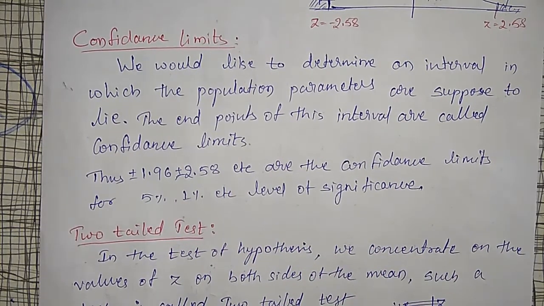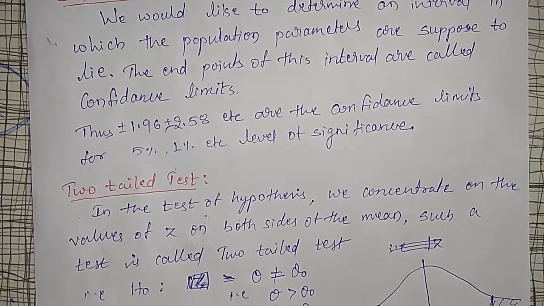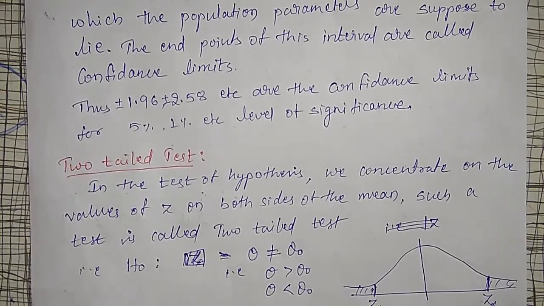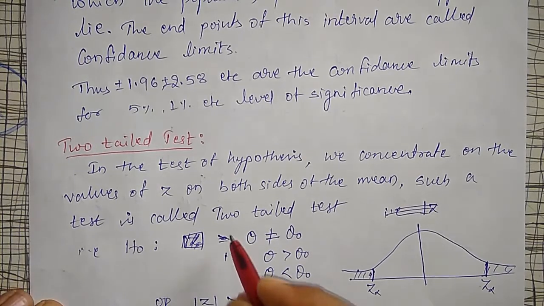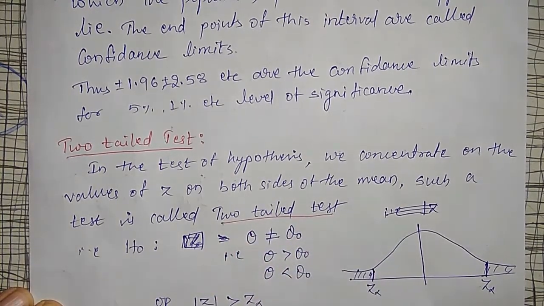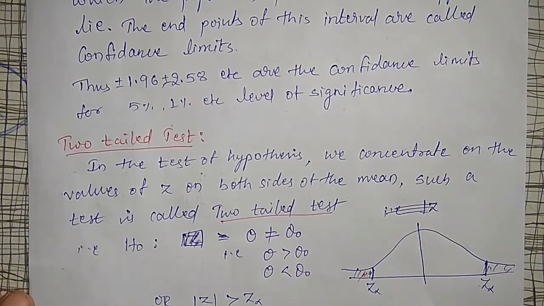Then, using this, how to find out the two-tailed test, right-tailed test, and left-tailed test, we will discuss here. In the test of hypothesis, we concentrate on values of z on both sides of the mean. Such tests are called two-tailed tests. When the null hypothesis is not equal to, at that time both the left side and right side values have to be checked. Such tests are known as two-tailed tests.